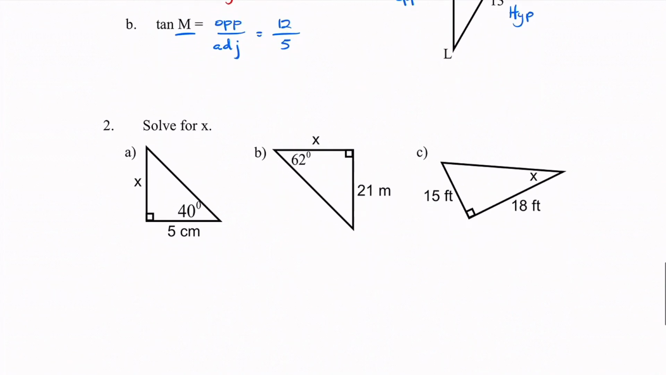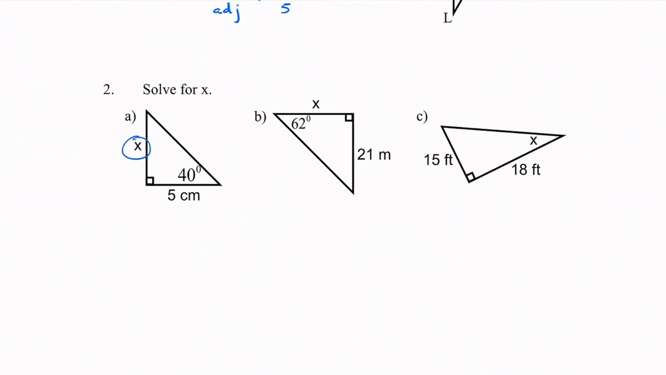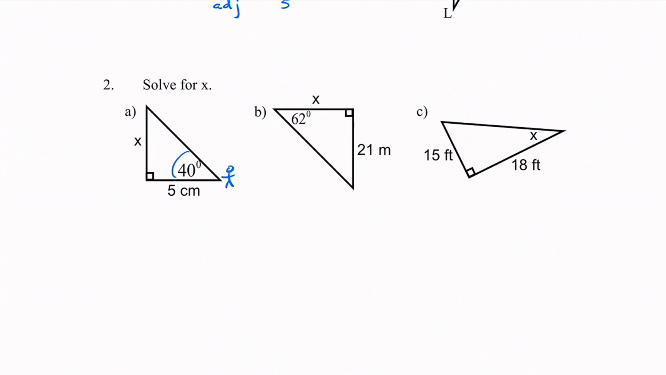Okay, question number 2, it says solve for x. So we have to find either the missing sides, or in the last one, we've got to find the missing angle. Okay, so we're standing at this angle right here in the first one, so put our little guy. I'm going to label my sides. This is the hypotenuse. This is on the far opposite side, so that leaves this one to be the adjacent.